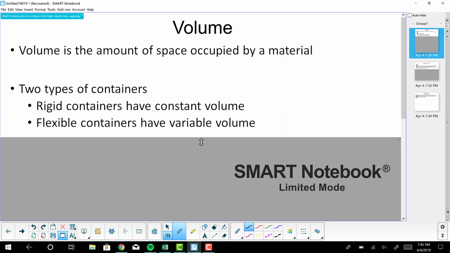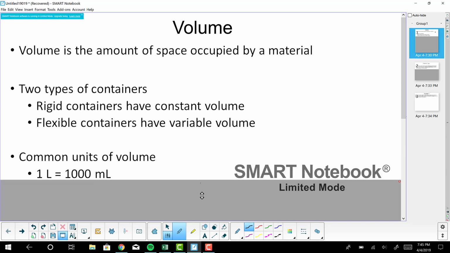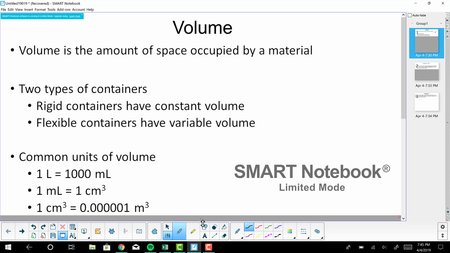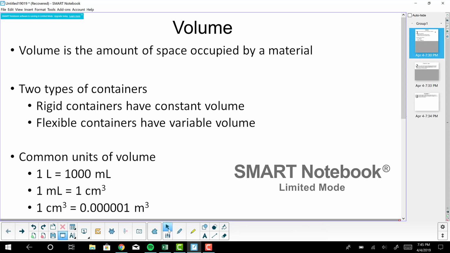All right, so there are some common units of volume that we sort of discuss in chemistry. One that you're probably pretty familiar with is that 1 liter equals 1,000 milliliters. All right, those are metric units that you learned probably earlier in the year. A unit that you are probably unfamiliar with in chemistry is centimeters cubed.